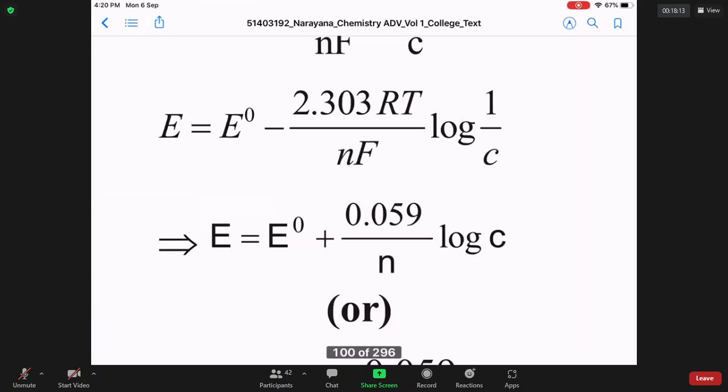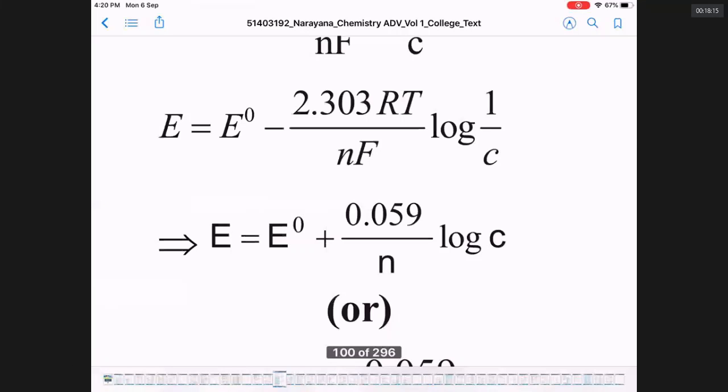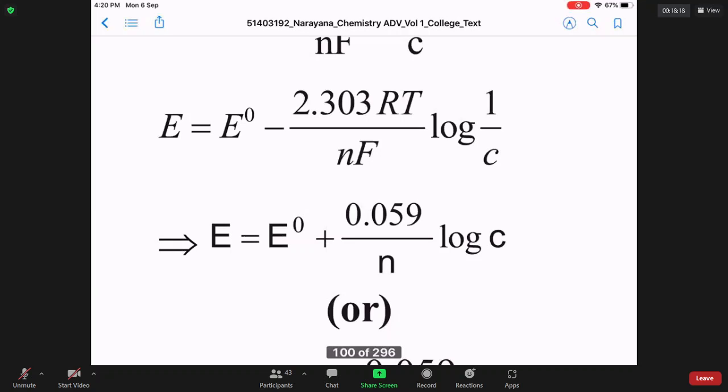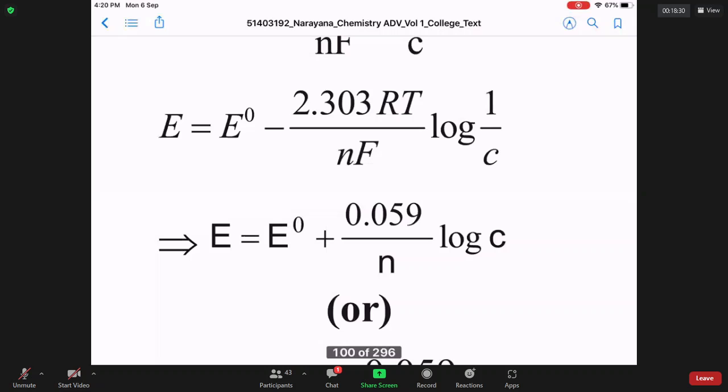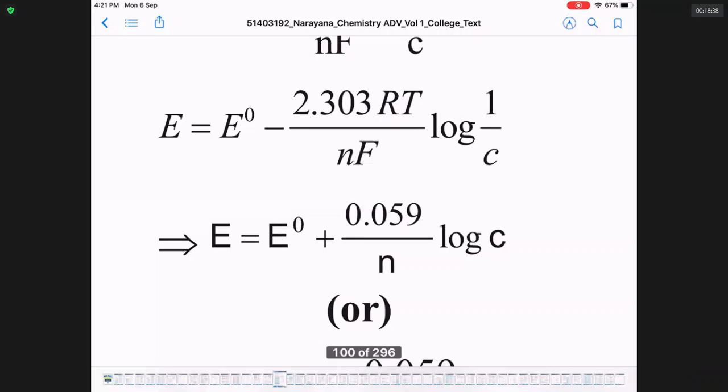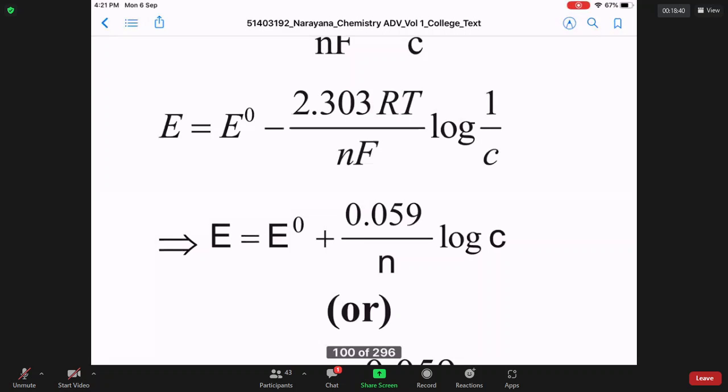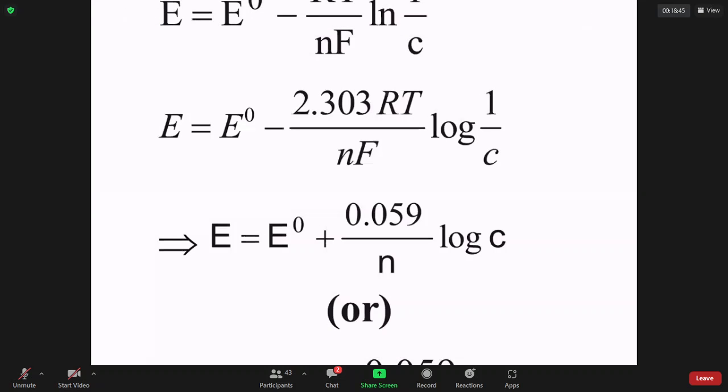What is the concentration of H plus? You said 0.1 molar. Then E is equal to E0 plus 0.059 by 1 into log 10 to the power minus 1. Log 10 to the power minus 1 will become minus 1. Therefore, the electrode potential of hydrogen when the concentration of H plus is 0.1 molar is E equal to 0 plus 0.059 by 1 into minus 1. It is minus 0.059 volts.